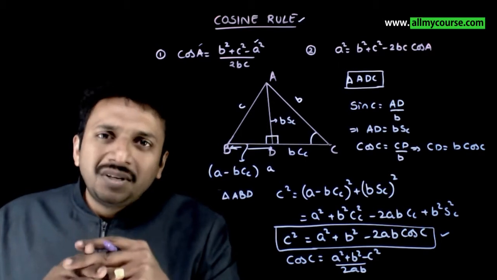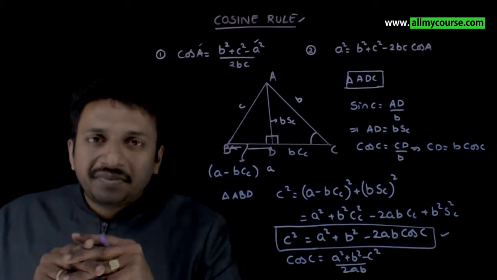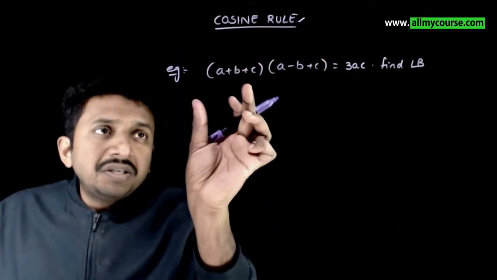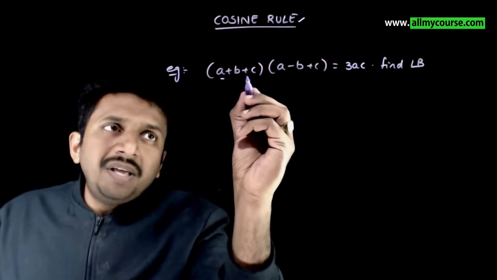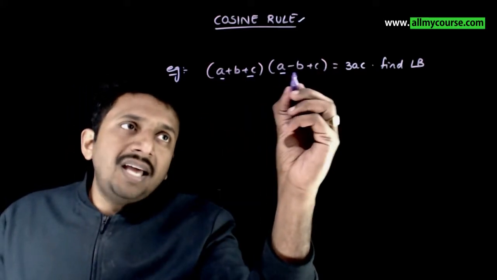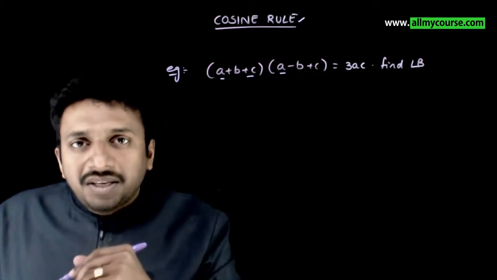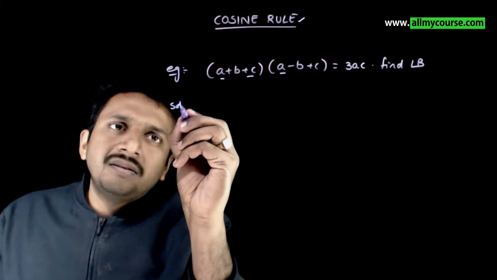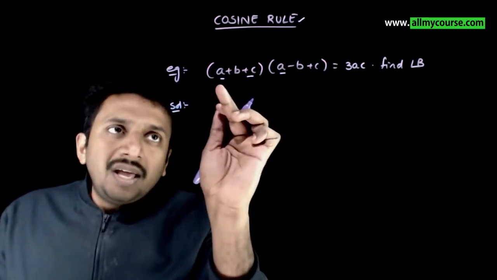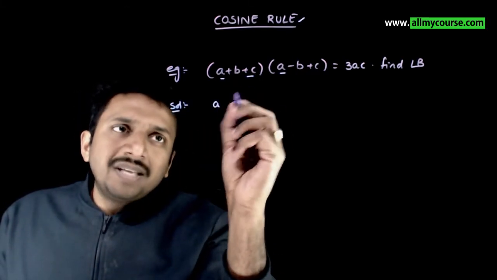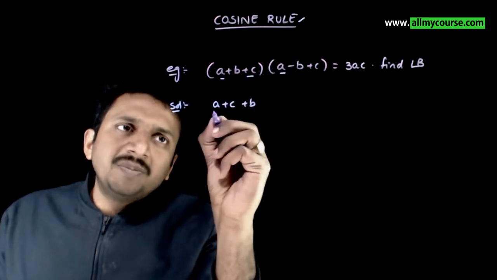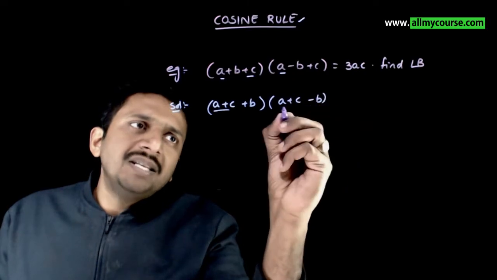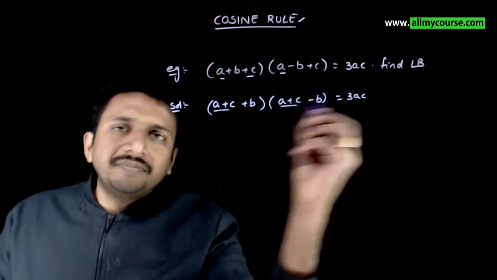So let us see how questions will be asked on this. Now let us take this example. In this question you are given that a plus b plus c times a minus b plus c is equal to 3ac. If that is so, you are asked to find angle B. So a plus b plus c can be written as a plus c plus b, times a plus c minus b, is equal to 3ac.